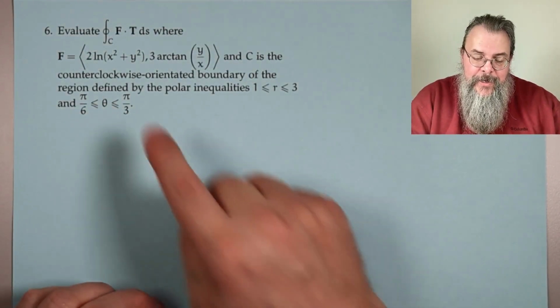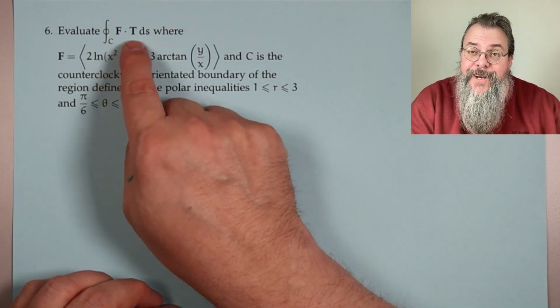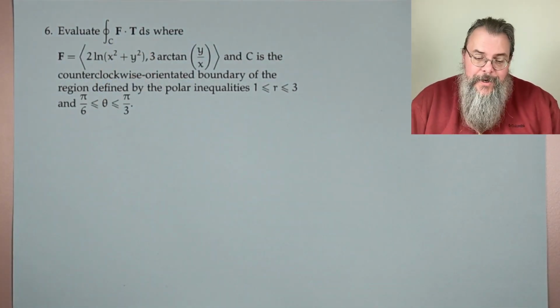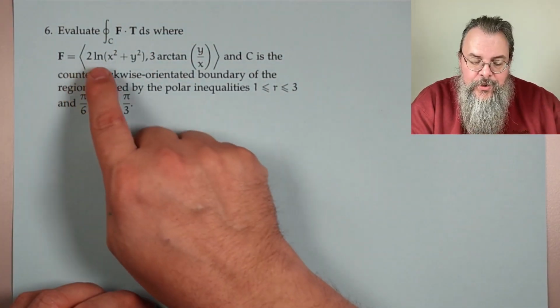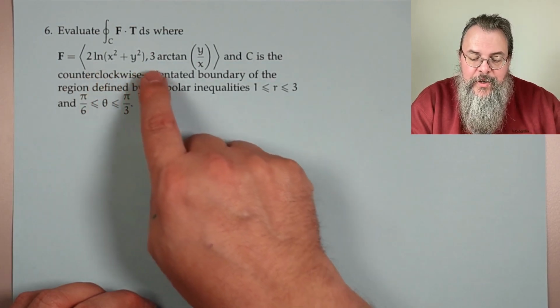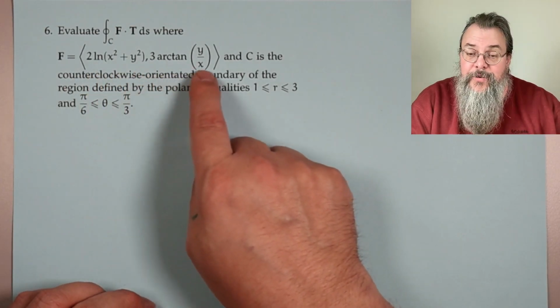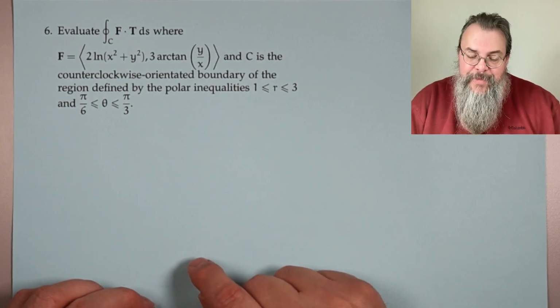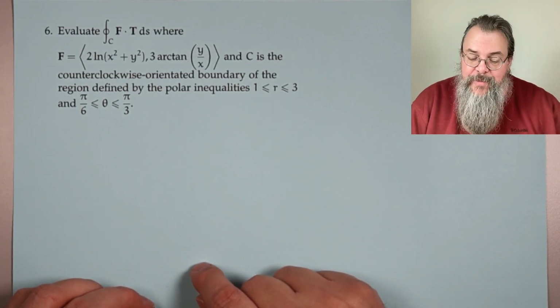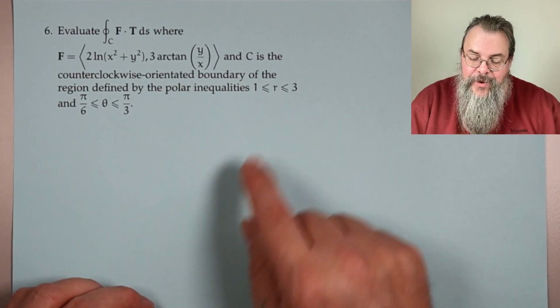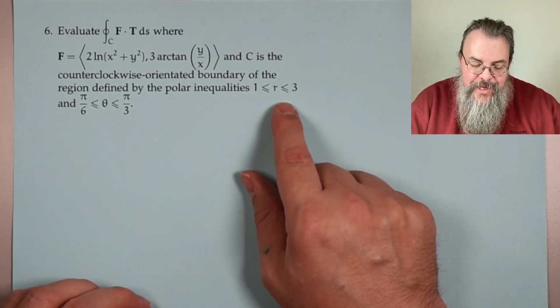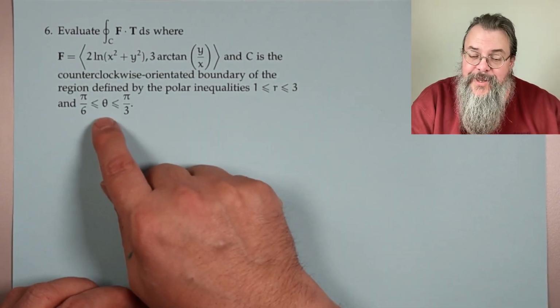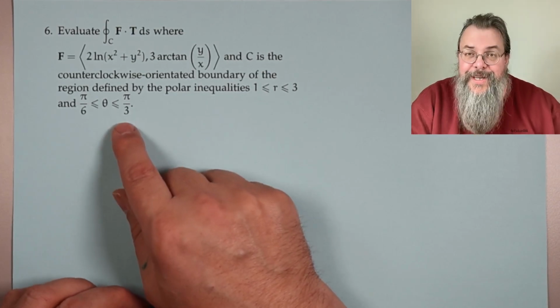Evaluate the integral on the curve F dot T ds, where F is our vector valued function, 2 log of x squared plus y squared, 3 arctangent of y over x, and C is the counterclockwise oriented boundary of the region defined by the polar inequalities 1 less than or equal to r less than or equal to 3, pi over 6 less than or equal to theta less than or equal to pi over 3.